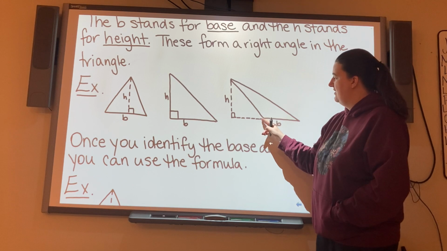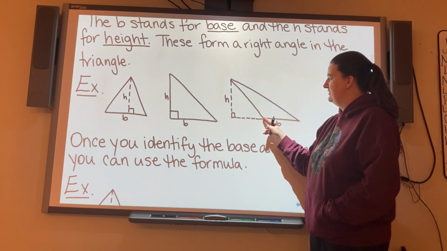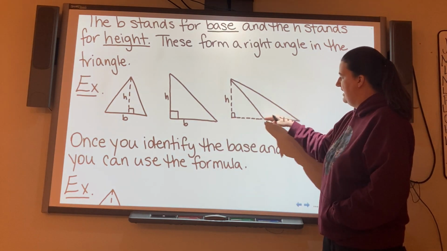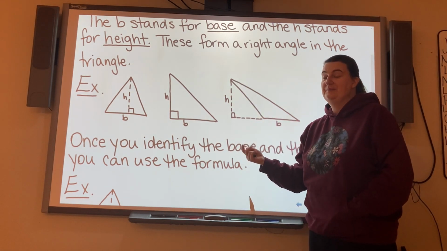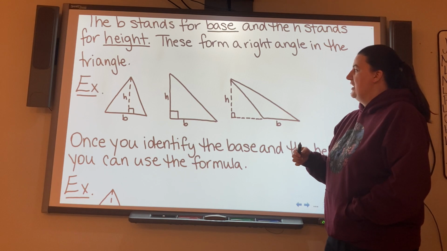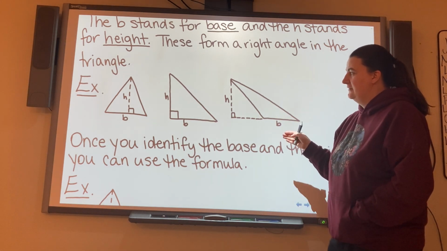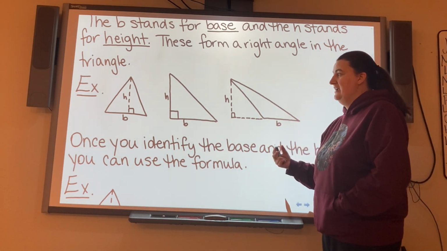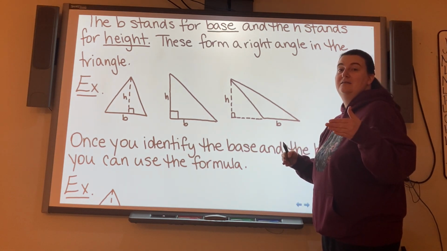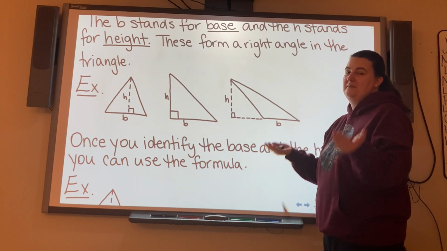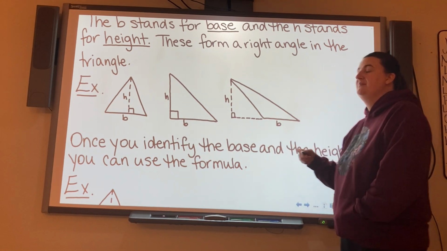So the base does not continue. You don't want to use this measurement. You just want to use the actual triangle measurement. And the height is still a dotted line. So whichever triangle you have, just remember that the height meets the base at a right angle. Once you know that, you'll be able to find the base and the height, no problem.